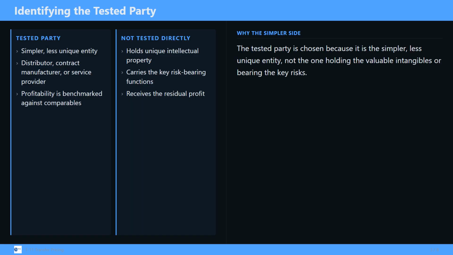So which entity in the transaction actually gets tested? Almost always, it is the simpler, less unique side of the deal, the distributor, the contract manufacturer, or the service provider. The entity holding the valuable intellectual property, or carrying the key risk-bearing functions, is deliberately left out of the benchmarking. Its profitability is not tested directly. Instead, the tested party's margin is benchmarked, and whatever profit is left over, the residual, flows to the entity that holds the valuable intangibles.